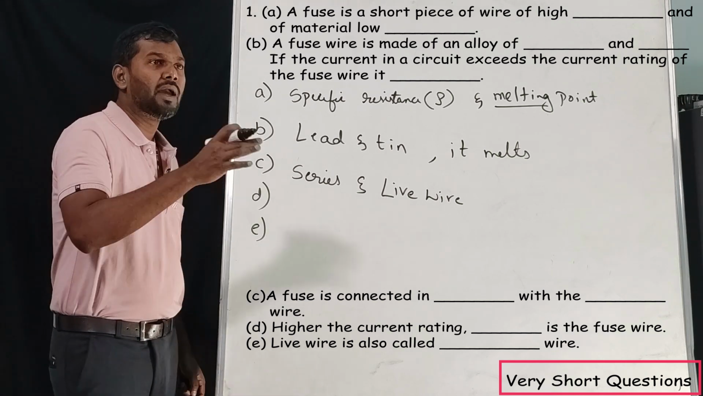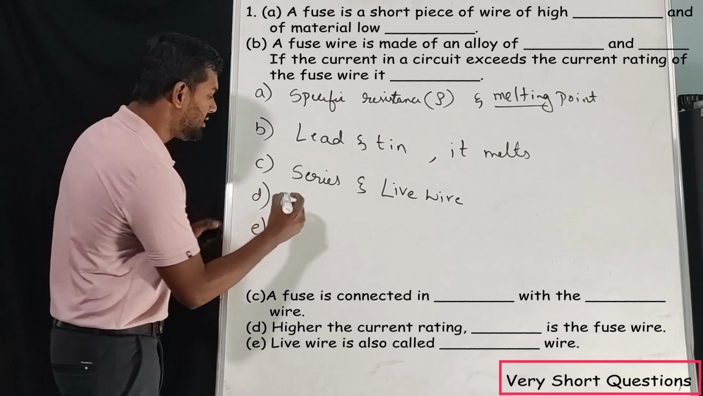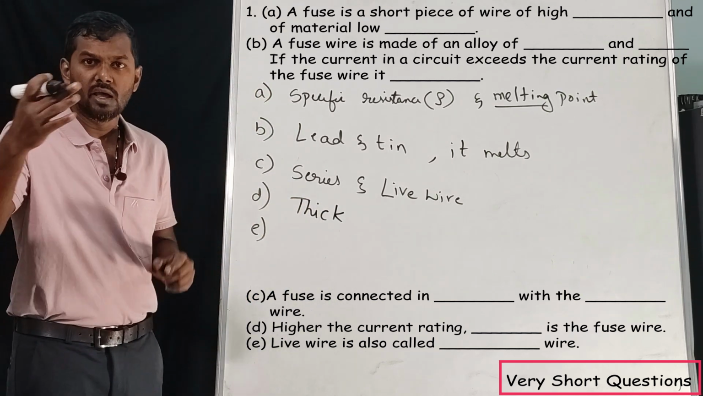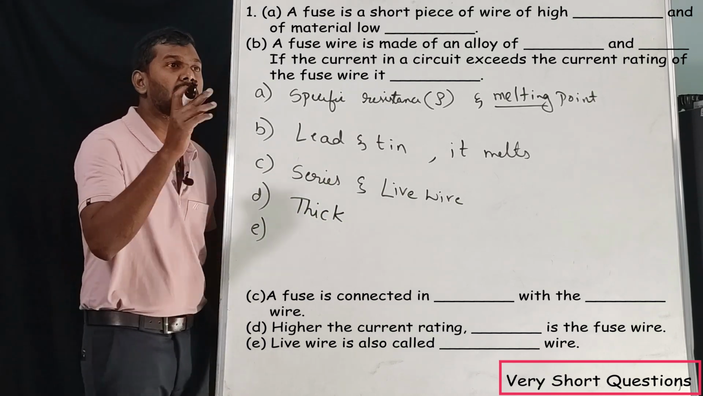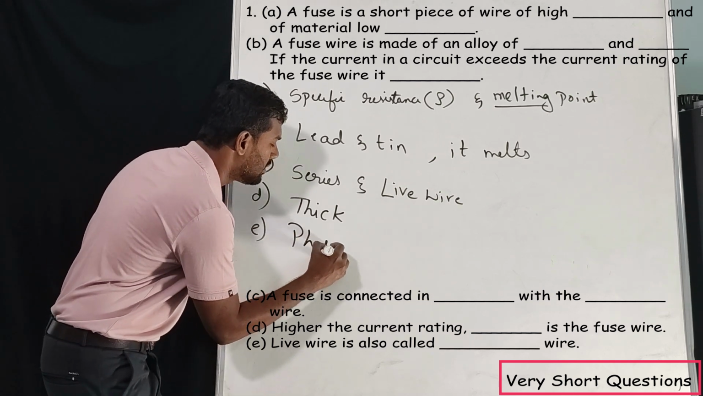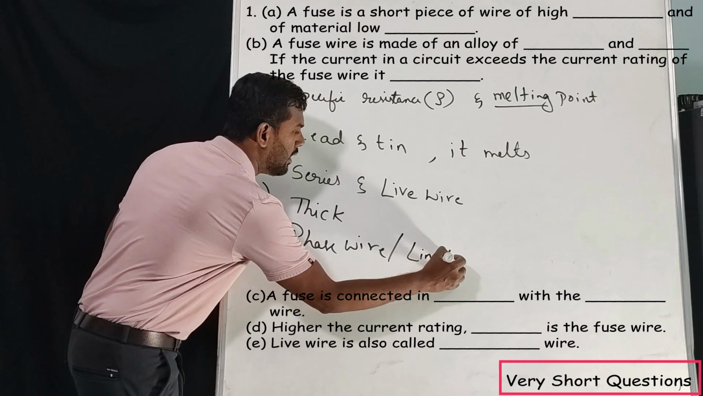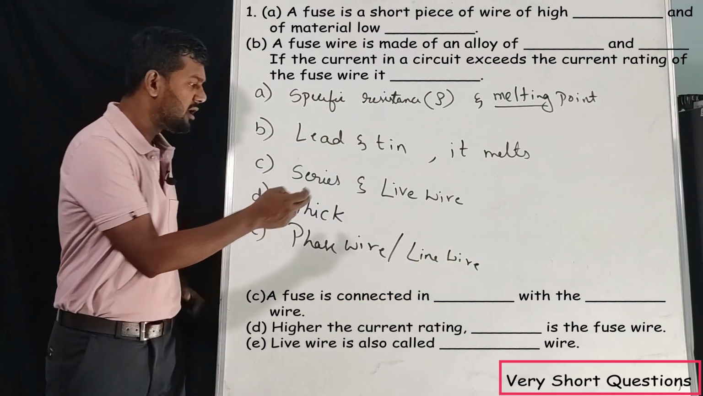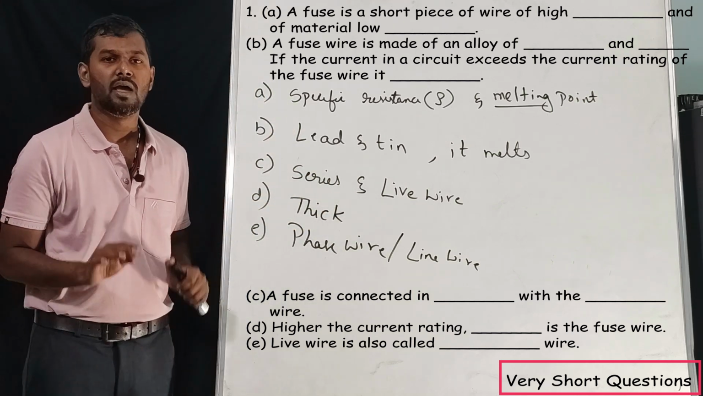Next, the higher the current rating, dash is the fuse wire. It should be thick. The more the current rating, the wire inside the fuse should be thick. Next, live wire is also called phase wire or line wire. Anything is fine. See, live wire has three different names: live, phase and line. Anything you can write in the exam.